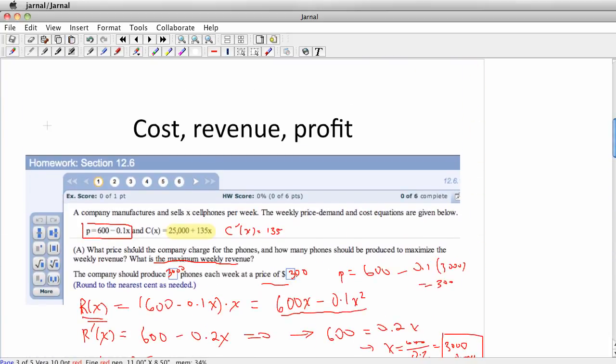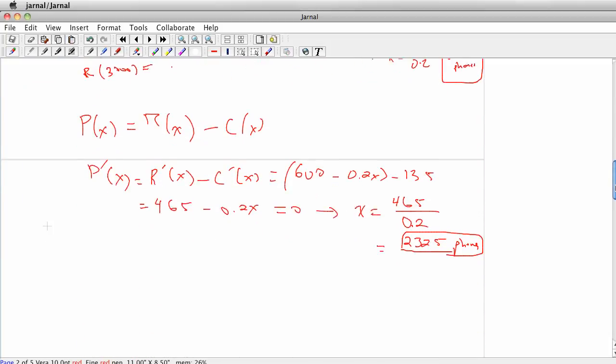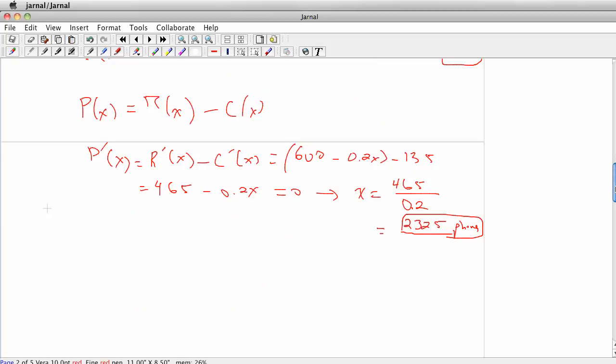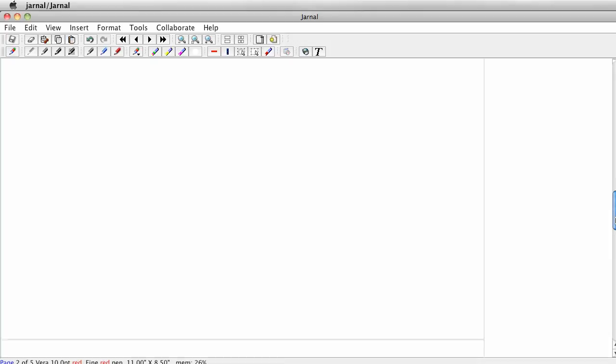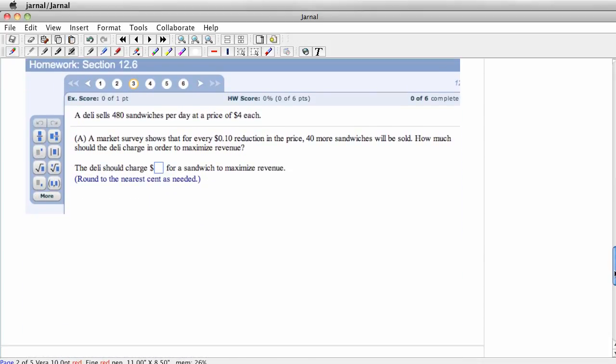So up here, we were given the price-demand equation, this guy. That's just a line. It's the equation of a line. If we're working from data, we have to find that equation of the line ourselves.